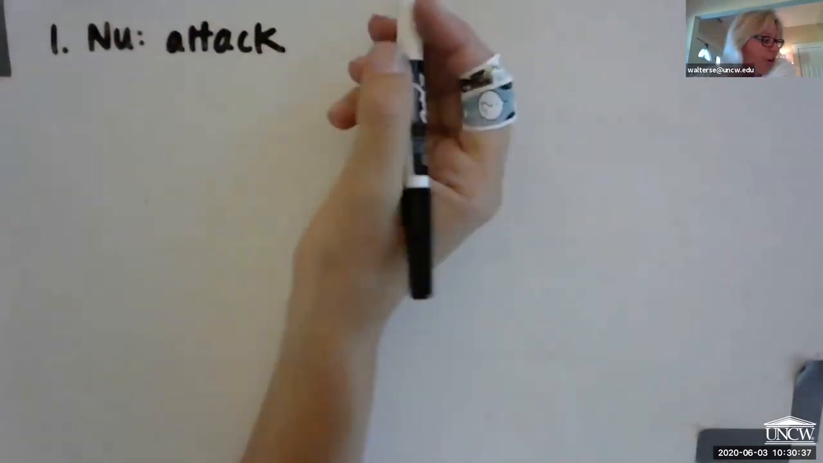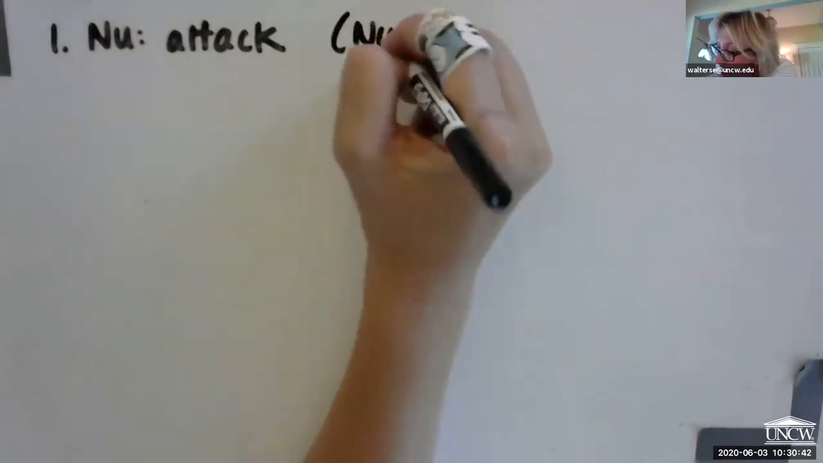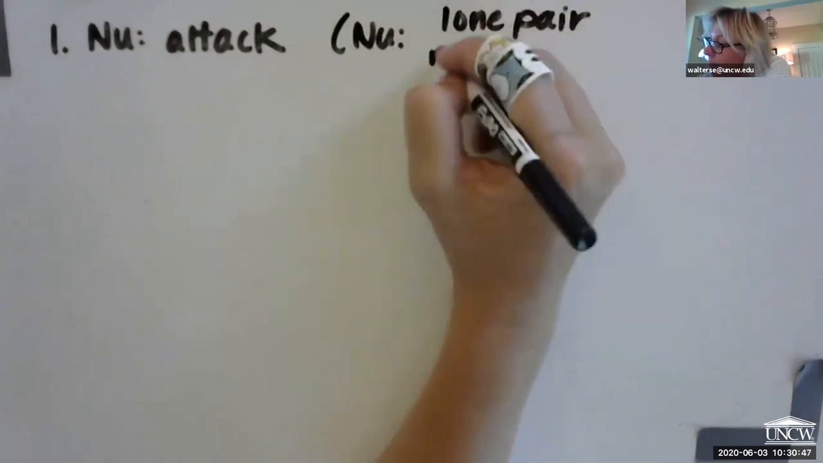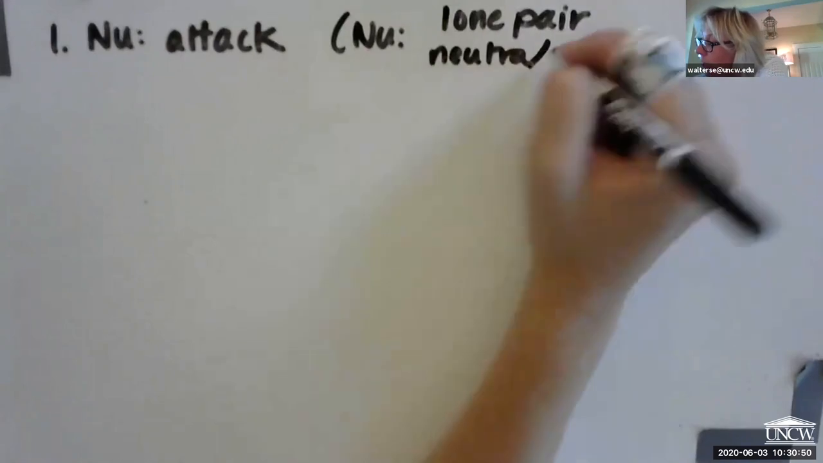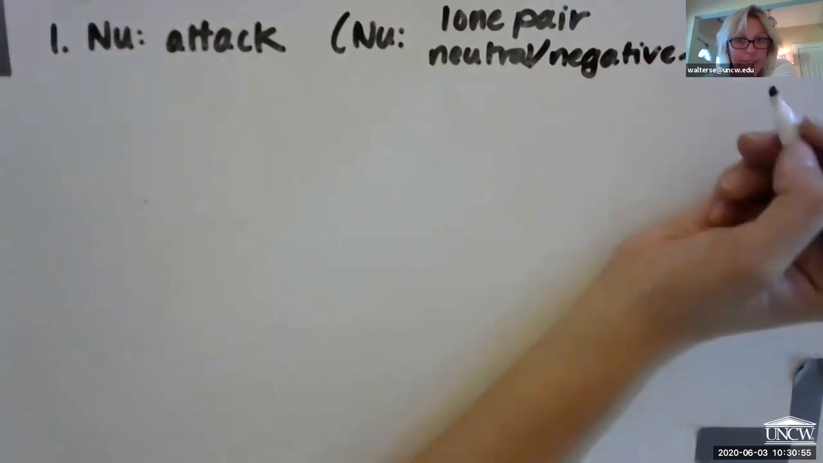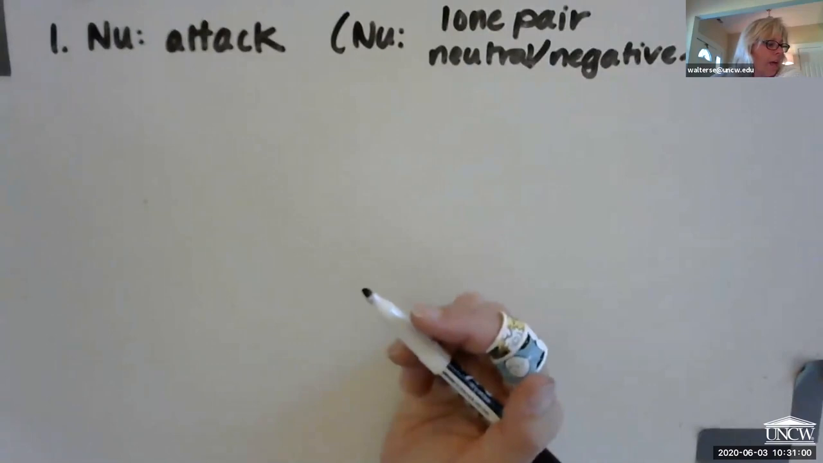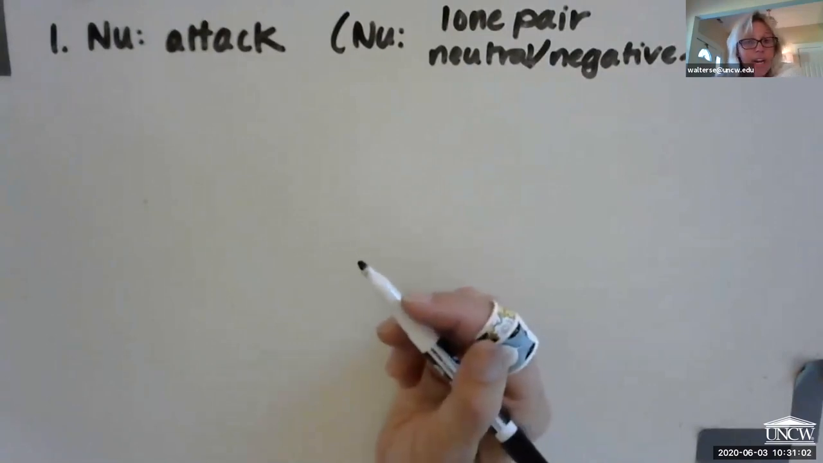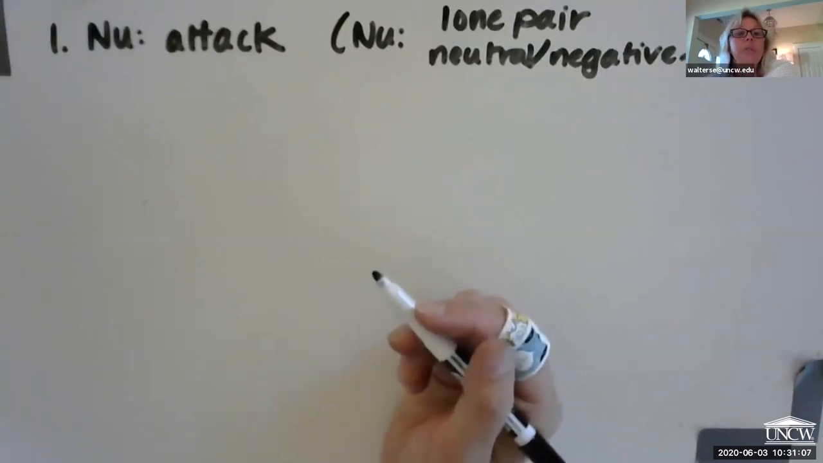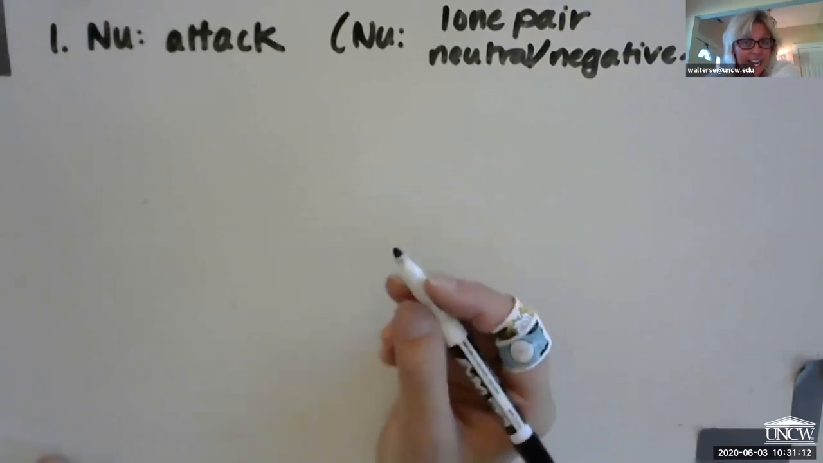In a nucleophilic attack, remember, you have to have a nucleophile, and it must have a lone pair. It can be neutral or negative in terms of charge. It can't be positive. Sometimes you can use one arrow to show this. Sometimes you have to show more than one arrow, and that's going to depend on whether or not your nucleophilic attack would violate the octet at a specific atom.